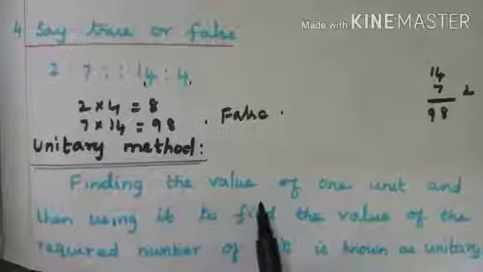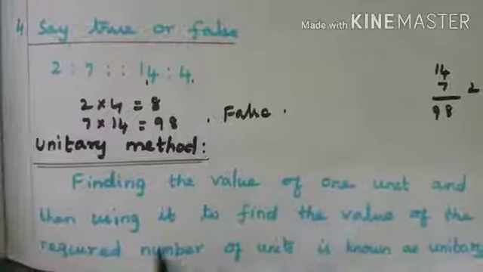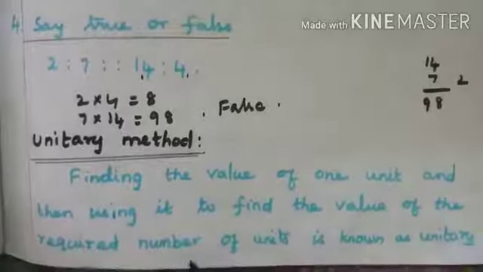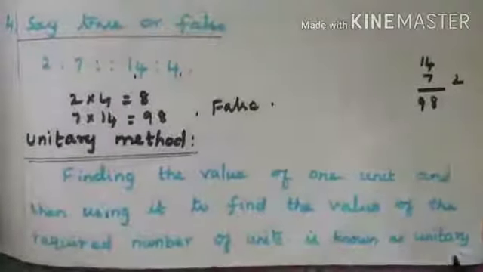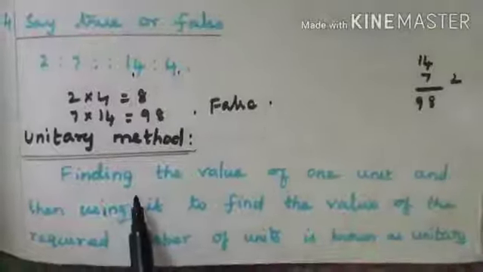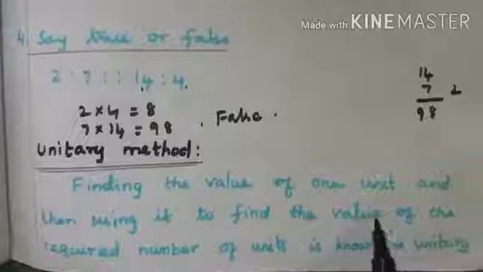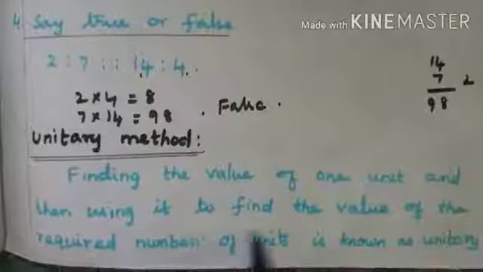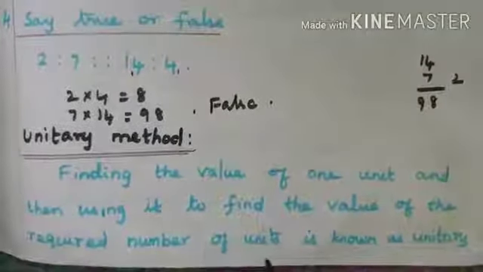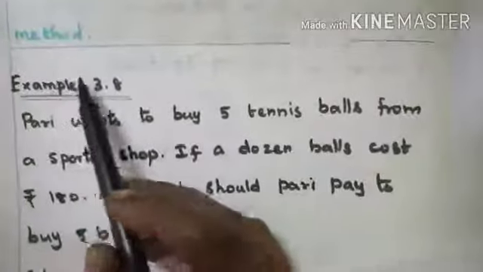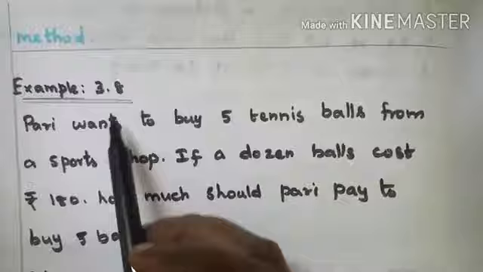Next, unitary method. What do you mean by unitary method? Finding the value of one unit and then using it to find the value of the required number of units is known as the unitary method. We have to find the value for one unit, and with that unit we have to find the value of the required number of units.